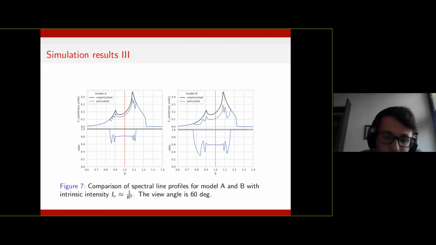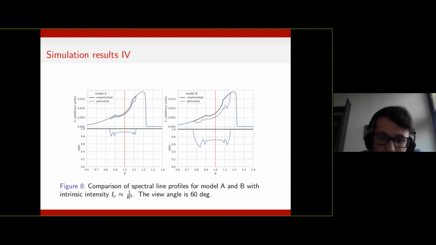So this is for the initial intensity as 1 over r squared, and this is for the 1 over r cubed. In the case of model B, we can also see that it's even better mapped out, as it's a bit more stretched.